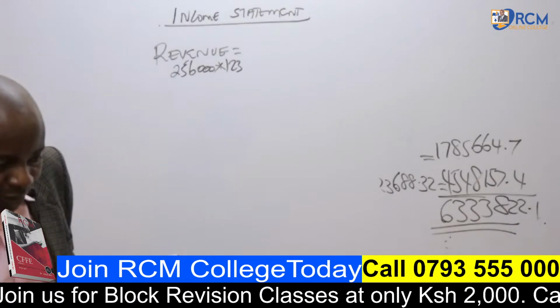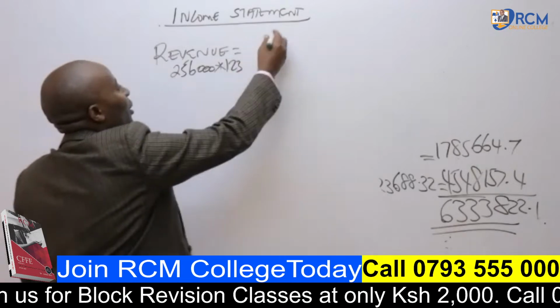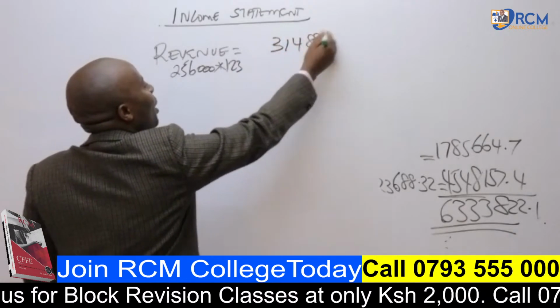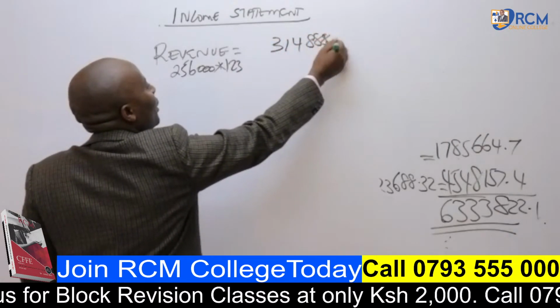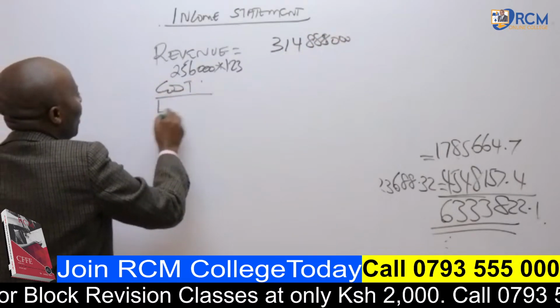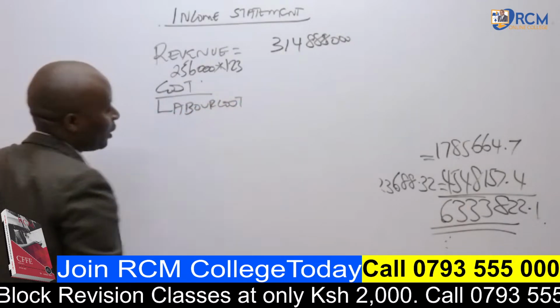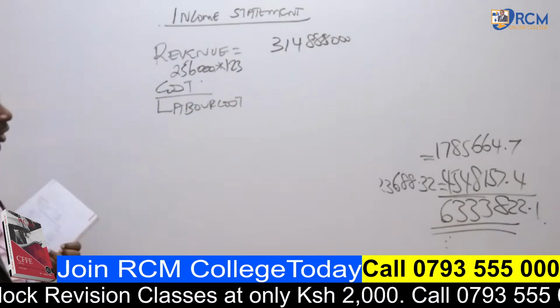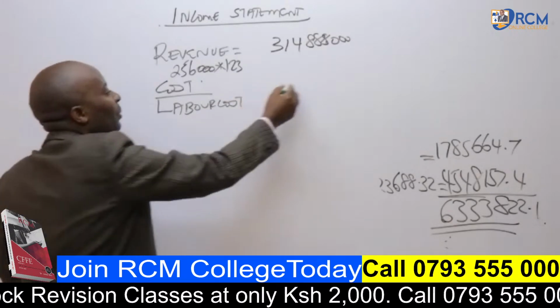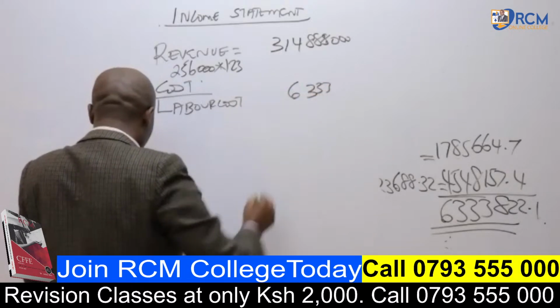So somebody is giving me a figure of 31,488,000. So sales revenue is 31,488,000. So come, ladies and gentlemen, to cost. Cost, for sure, if I'm the one doing this, I'll begin with the labor cost, because this one I have already been working on, and I've been able to get the figure. So labor cost, ladies and gentlemen, happens to be 6,333,822.1.